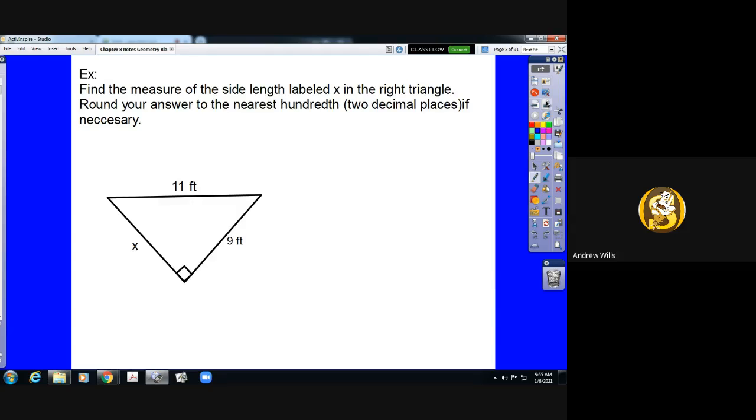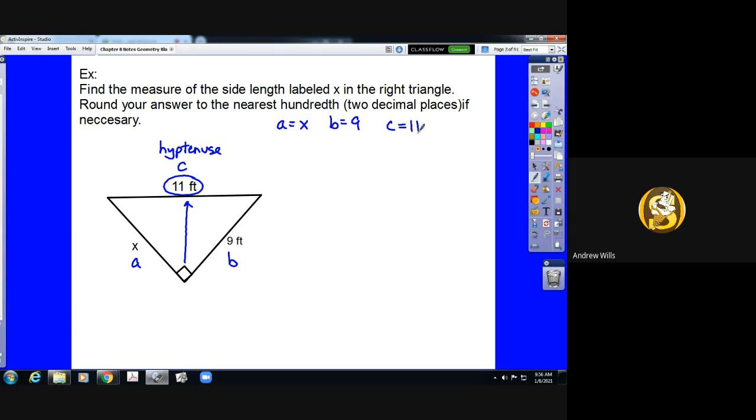The 11. Great, very good. Okay. Again, we go to the right angle. We find the right angle. We go across the triangle, and that is where we find the hypotenuse. So C is 11, which means the other two sides, it doesn't matter which one we call A and which one we call B. So we're going to use A as X, B is 9, C is 11.